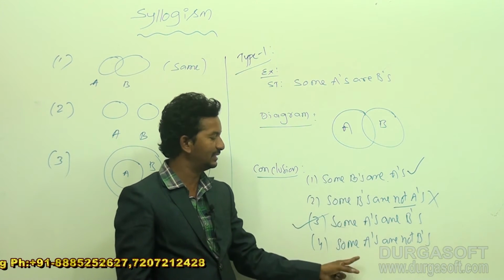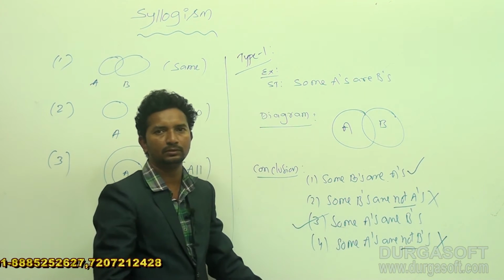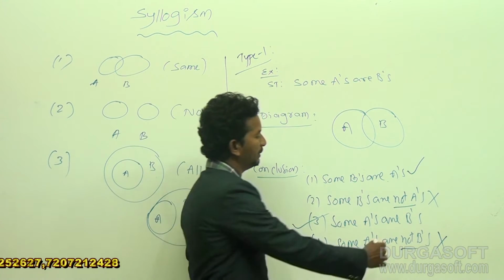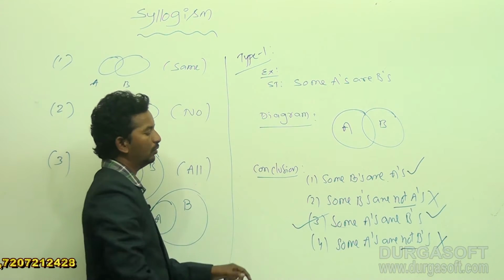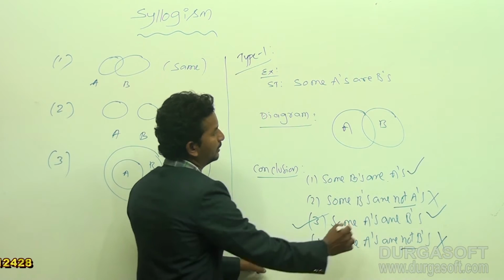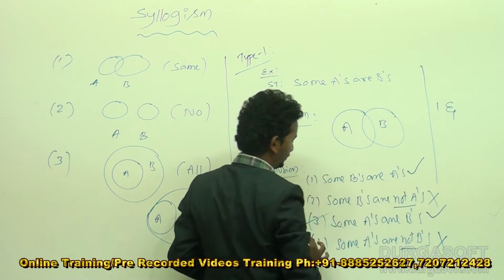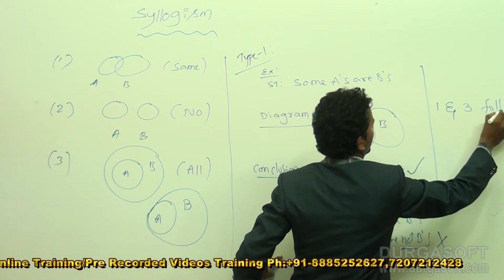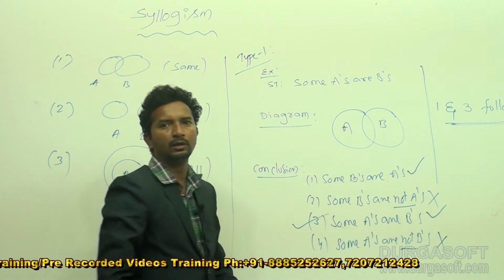Coming to this one again, some A's are not B's, some B's are not A's. So that's why, this is a negative statement given here, that one is also not true. Okay, coming to which statements are true here, which conclusions will be true according to our diagram? Only 1 and 3. 1 and 3 follow.